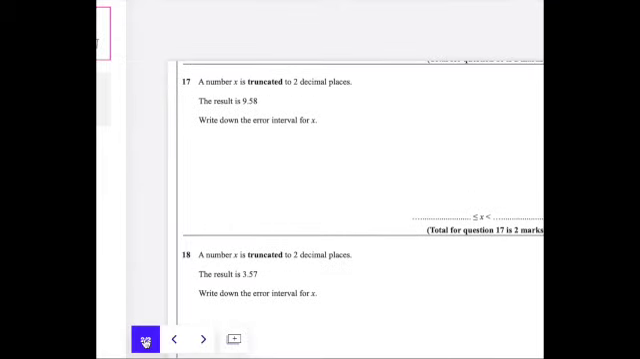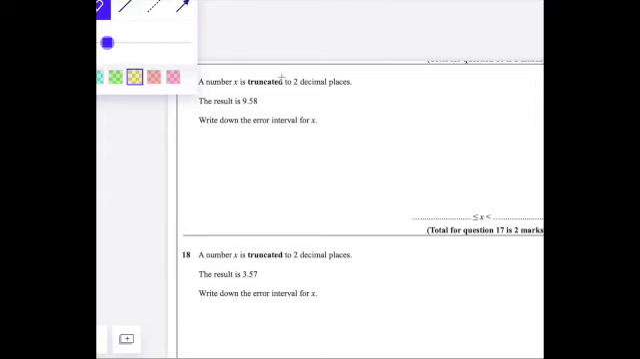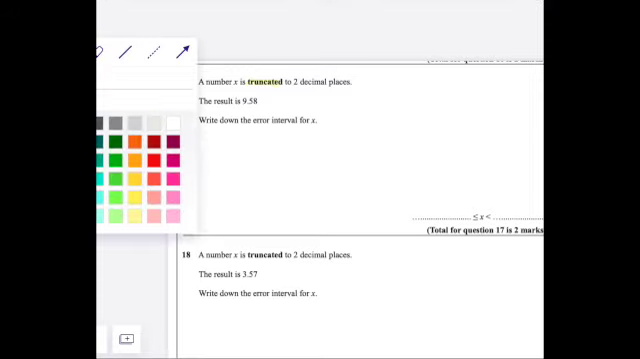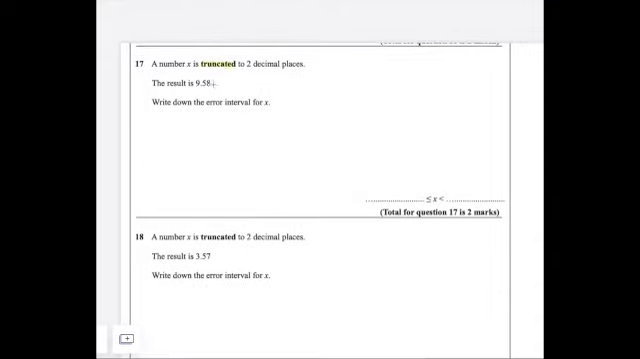Then question 17. A number is truncated. I can't even pronounce that, but pretty much that means they've chopped off the decimal part of the number. I'll write it down and I'll explain it to you. So it pretty much means it's not chopped off decimal, but it's chopped off the next number that should have been there. So with 9.58, it basically means that the last value of 9.58 has been removed.